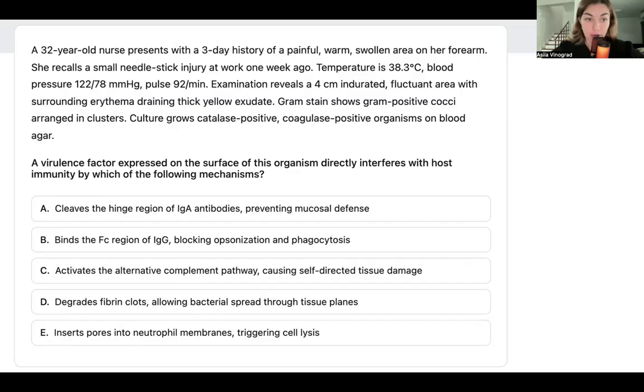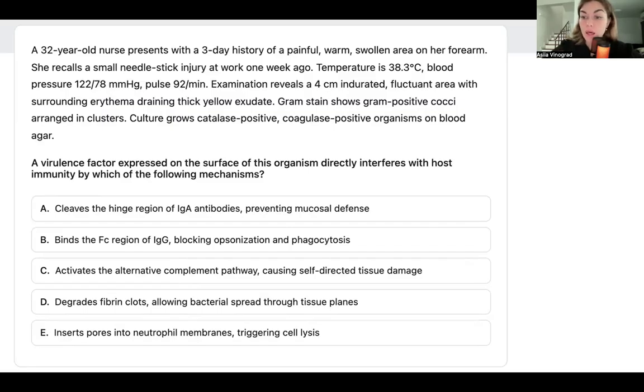Now about the other answers. A, cleaves the hinge region of IgA antibodies, preventing mucosal defense. This is immunoglobulin A protease, found in Neisseria, Strep pneumoniae, Haemophilus, not Staph aureus. The answer C, activating the alternative complement pathway against the host. Staph aureus actually tries to block complement activation, and activating complement would hurt the bacteria, not help it.